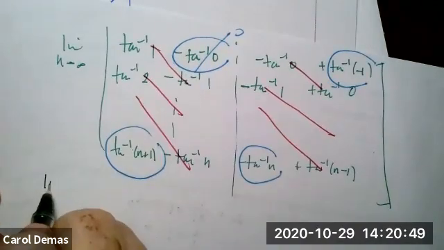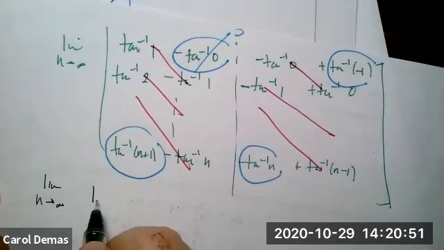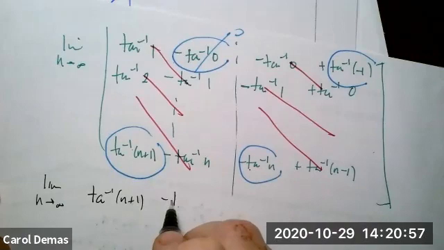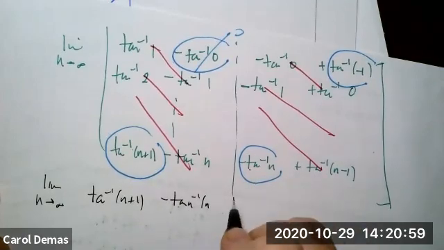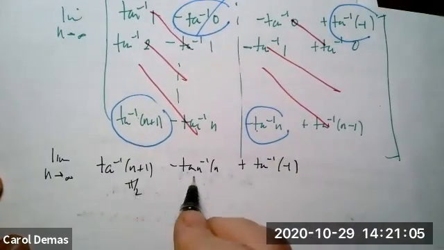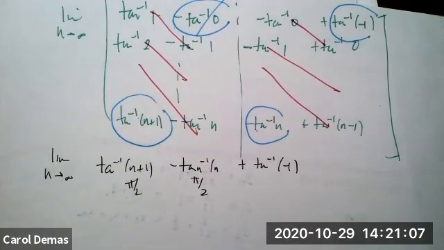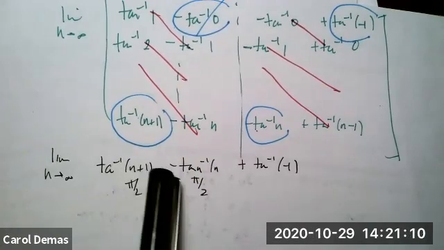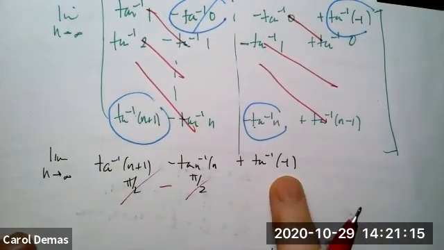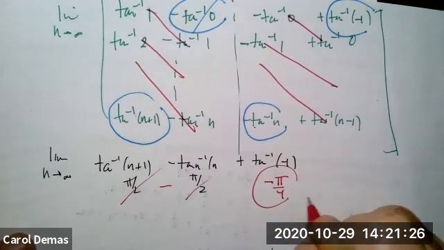Okay, so we'll have the limit as n goes to infinity. What's left? The arctangent of n plus 1 minus the arctangent of n plus the arctangent of -1. Now these are both going to pi over 2, but we cross them out, because we're subtracting here. So that minus that goes to 0. Now, does anybody remember the arctangent of -1? Negative pi over 4, and that's your answer.